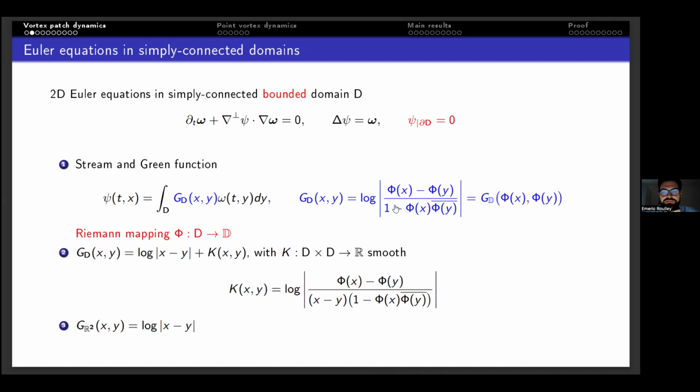So this Green kernel, actually, you can write it in another way, introducing the function k here. And this G is actually the log plus a smooth function k, given by this expression. And in particular, in the case R2, I wrote here bounded, but you imagine what it means in R2. Actually, the k here doesn't exist. So you see that the Green function here is just a smooth perturbation of the one in the full plane.